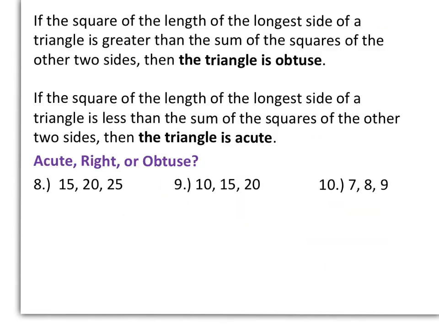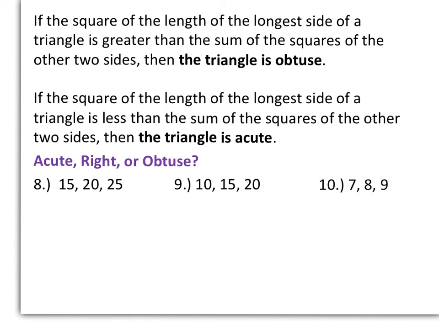We can use the Pythagorean theorem to determine if the triangle is acute, right, or obtuse. So remember, if the Pythagorean theorem is true, that both sides are equal, the triangle is right. If the square of the length of the longest side of a triangle is greater than the sum of the squares of the other two sides, then the triangle is obtuse. And if the square of the length of the longest side of a triangle is less than the sum of the squares of the other two sides, then the triangle is acute.